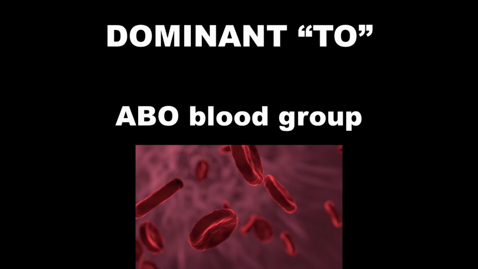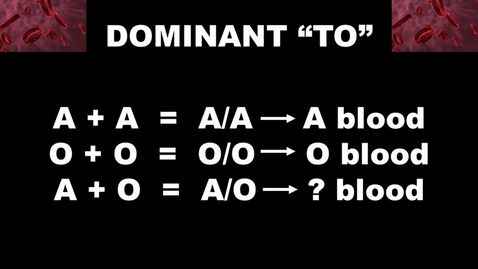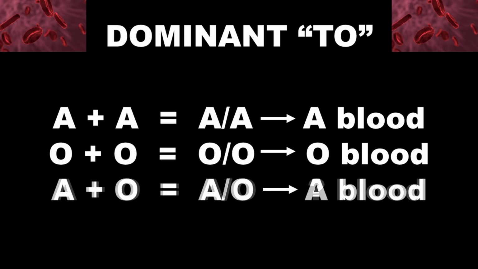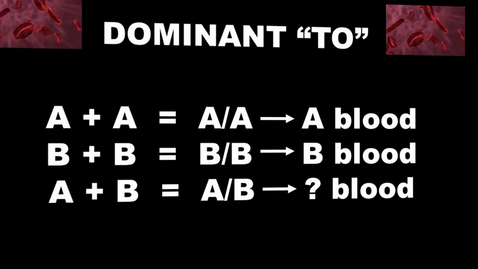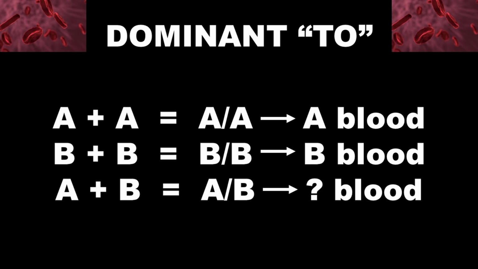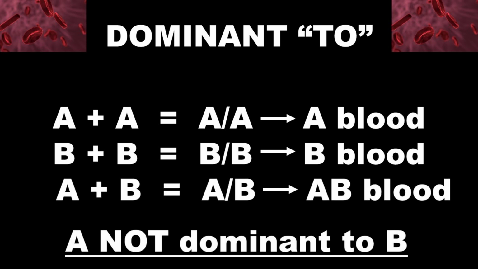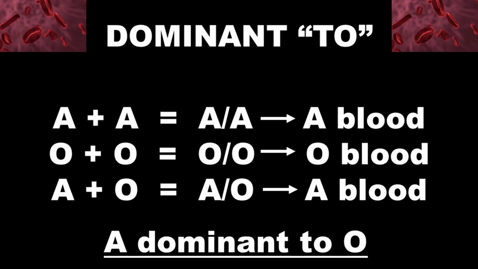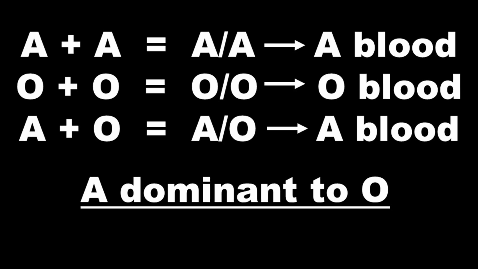So let me use the ABO blood group as an example. So 2 copies of the gene variant for A make A blood. 2 copies of the variant for O make O blood. If you have the gene variants for A and O together, you have blood type A. So A is dominant to O. But if you have the gene variants for A and B together, you have blood type AB. Neither one of them is dominant to the other. So the dominance of the A gene variant is specifically in relation to the O variant.